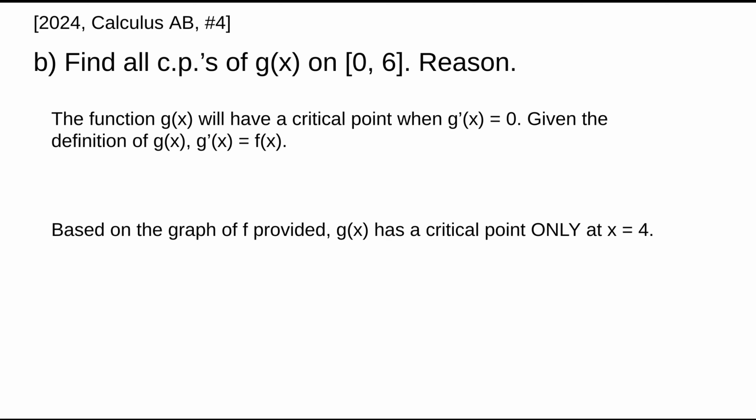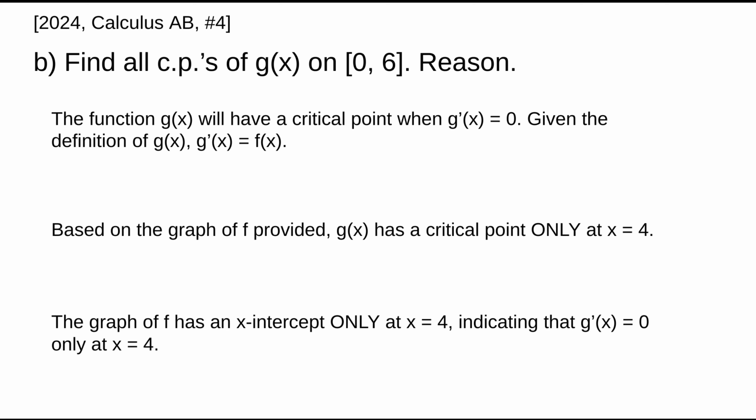Well, on the interval from 0 to 6, f of x equals 0 only once, and that is at x equals 4. So g of x has a critical point only at x equals 4, and we know this because this is the only x-intercept of f of x on the interval from 0 to 6, indicating that g prime of x is 0 there and also changes sign.